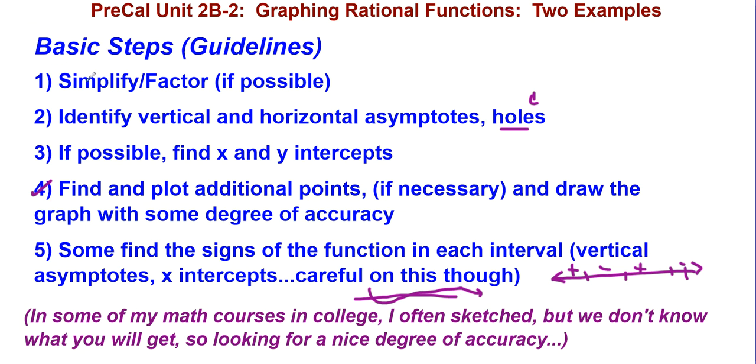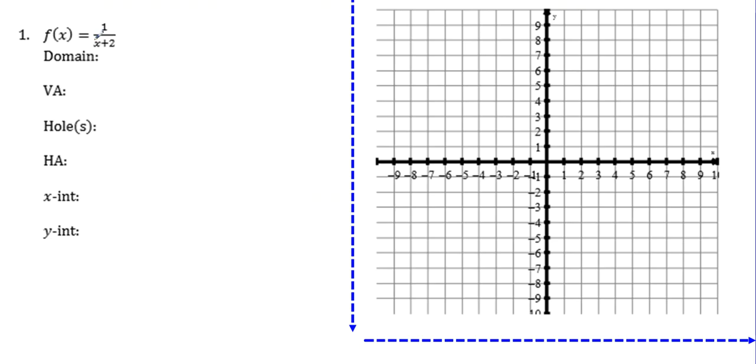Let's go ahead and get on two examples. One's going to be a fairly basic example. You've seen this one before. And then one that's going to be pretty much more standard. All right, so this first one is basically the reciprocal shifted over left 2, if you remember your parent function. But let's go ahead and run through the steps.